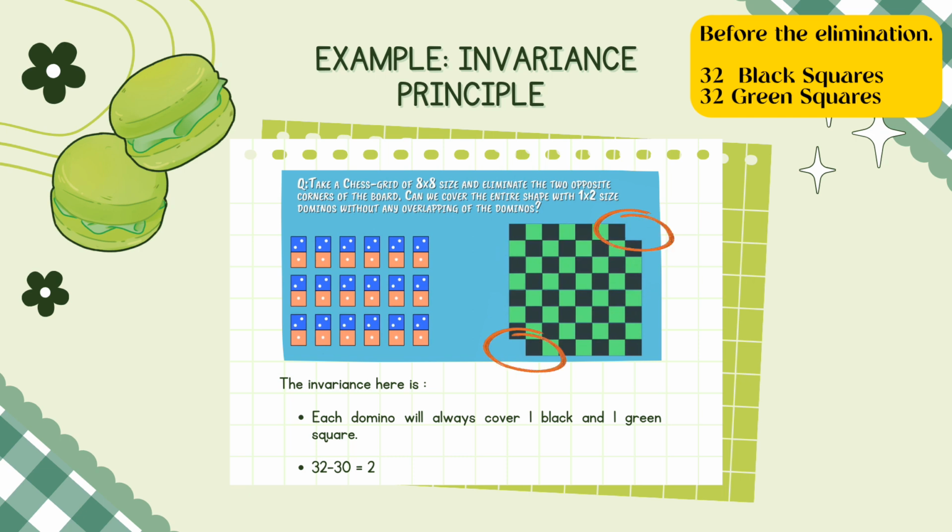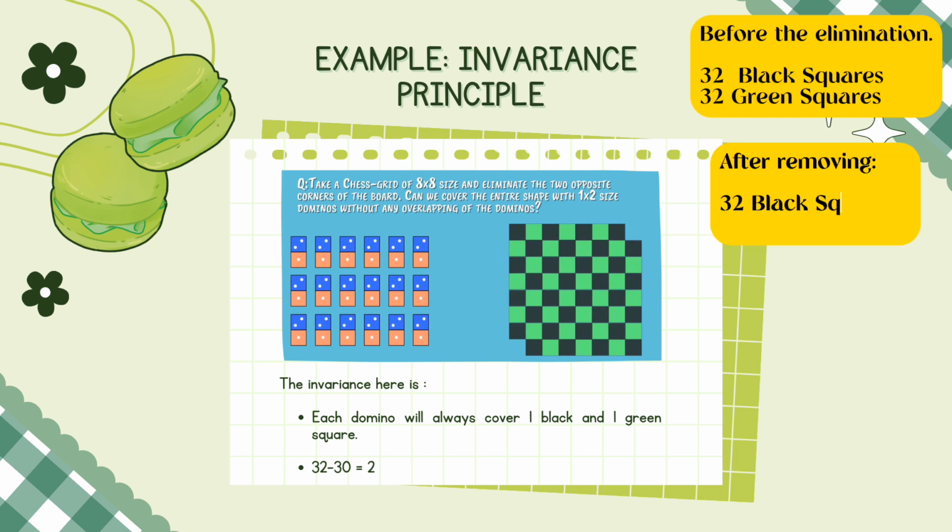If you look closely, you'll see that both these corners are the same color. Say both are green. So after removing them, we now have 32 black squares, 30 green squares. Now comes the key part. A domino is a piece that covers exactly 2 squares. Because of the alternating color pattern, each domino will always cover 1 black and 1 green square when placed on the board. This means for every domino we place, we remove 1 black and 1 green square from the board.